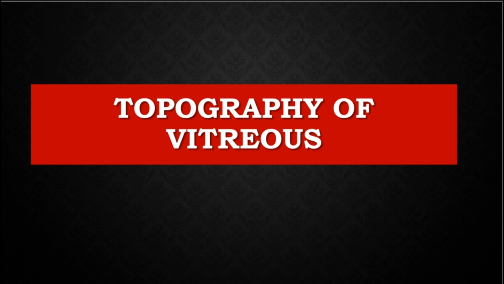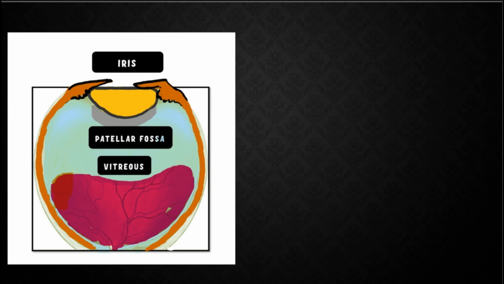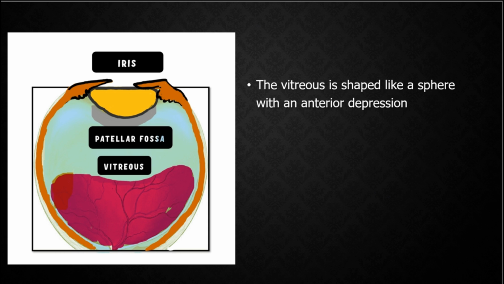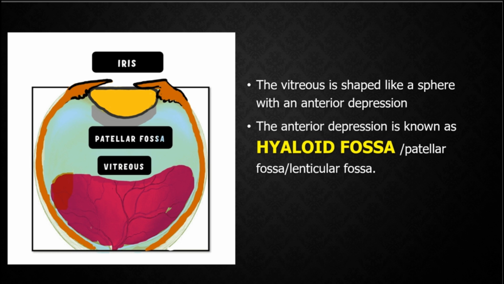So moving on. We discussed the constituents of the vitreous, and now we will talk about the topography of the vitreous. The vitreous cavity or vitreous humor is situated behind the lens and in front of the retina. The vitreous is shaped like a sphere except in the anterior space, where it has an anterior depression. You can see over here, this is the anterior depression. This anterior depression is known as the hyaloid fossa, patellar fossa, or it can also be called the lenticular fossa because your lens sits in that fossa, right?